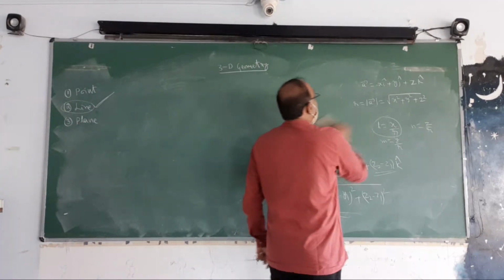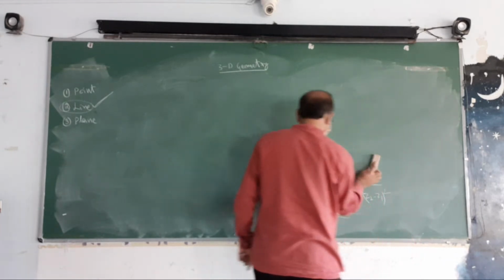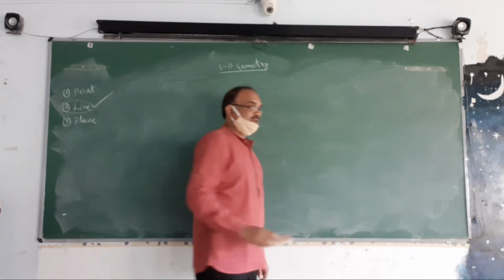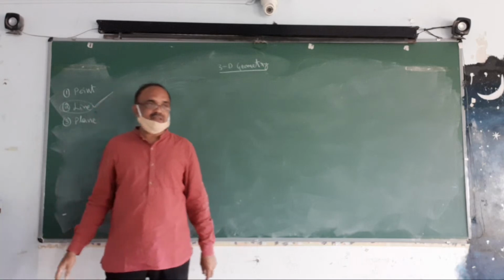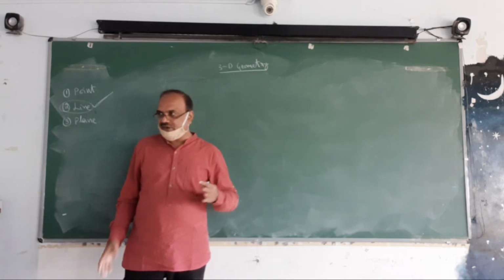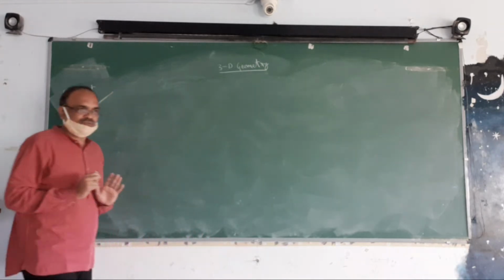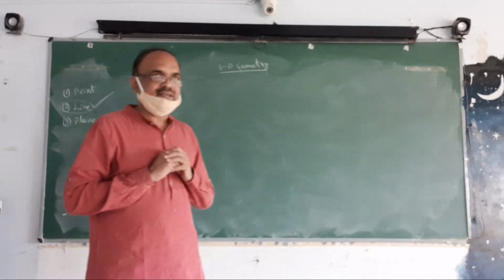So in 2D, you had different forms, like two-point form, point-slope form, slope-intercept form, like that. Many forms you had. If you remember straight lines, what you learned last year, you had many forms, 10 forms were there. But here there are only 2 forms. So how the 2 forms come, you need to understand.